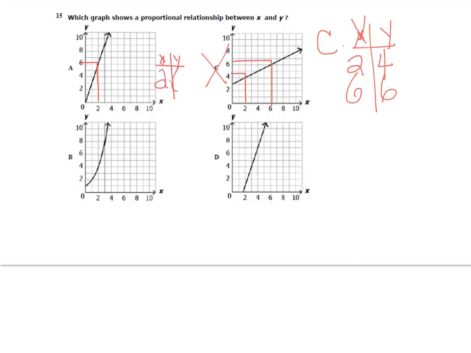Okay, and then another one would be 3 and 9. Okay, I can see a relationship here. 2 times 3 is 6, 3 times 3 is 9. So this one here is your graph that shows a proportional relationship between the two. Also, folks, if you would notice that if it's going to be direct variation, it has to go through the origin. This one doesn't go through the origin. This one definitely isn't going through the origin. And as you can see, that one doesn't go through the origin either.